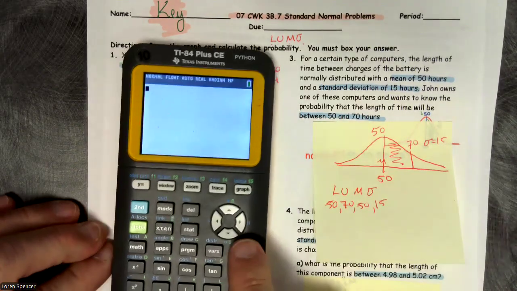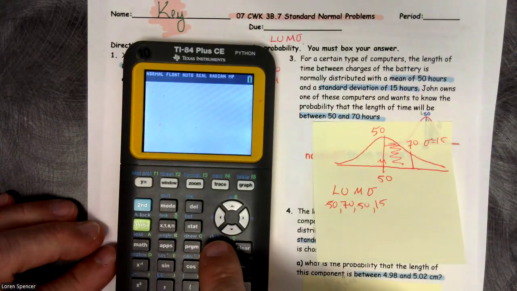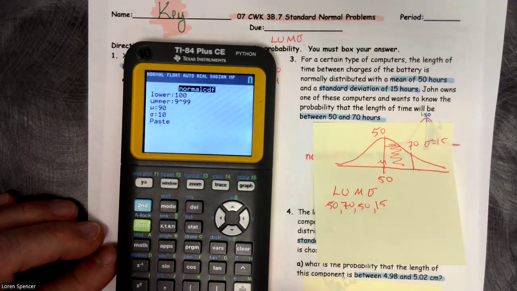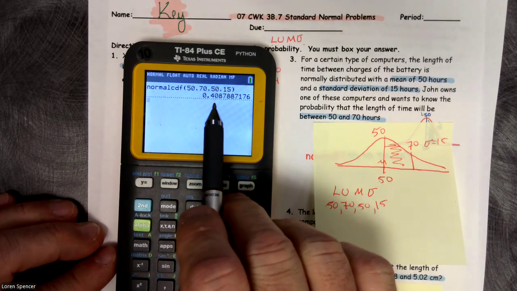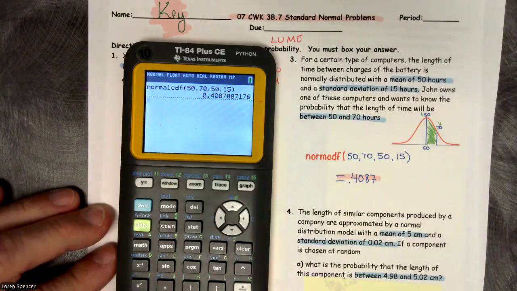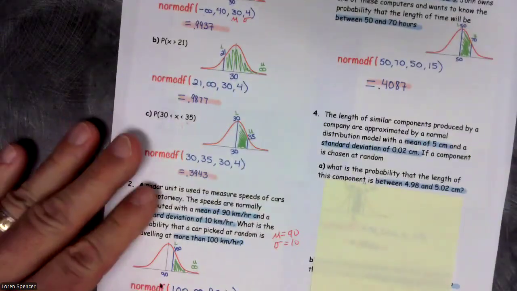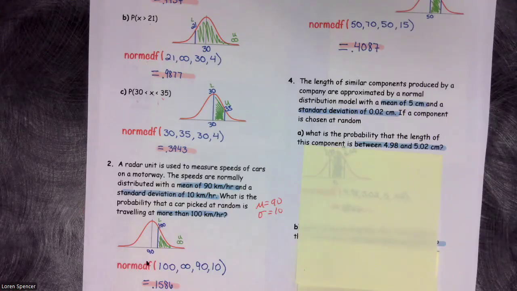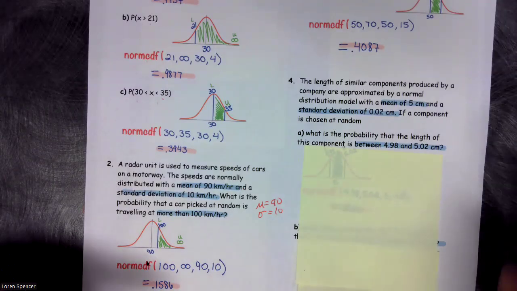So this is a norm CDF again. You should know that by now. Second vars, norm CDF, 50. Then 70 is our upper. Our mean was 50. Our standard deviation is 15. And we have 4 decimal places, 0.4087. Done. Look at this. Flying. Super smart. One of the most important things you can possibly learn from this class is how to do normal. It's going to show up in college and you're going to be the G just because you know how to do it. All right. You will be the stat sensei at your college.